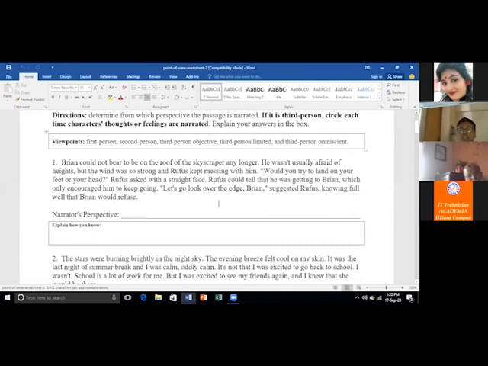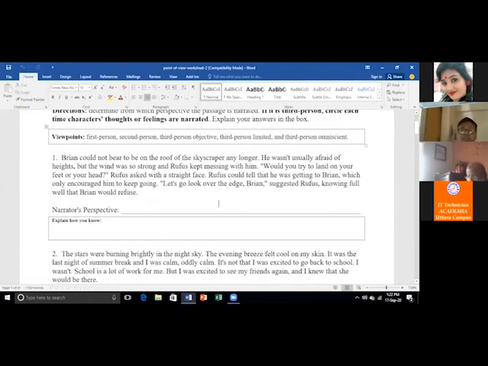Here is a worksheet, sir. Here is a worksheet, and I just mentioned a text. Here is the text, and we will have to identify the narrator's perspective.